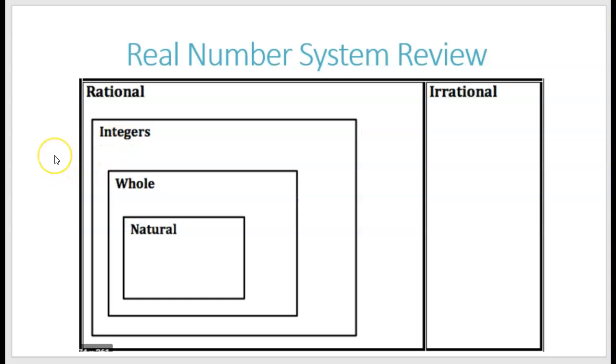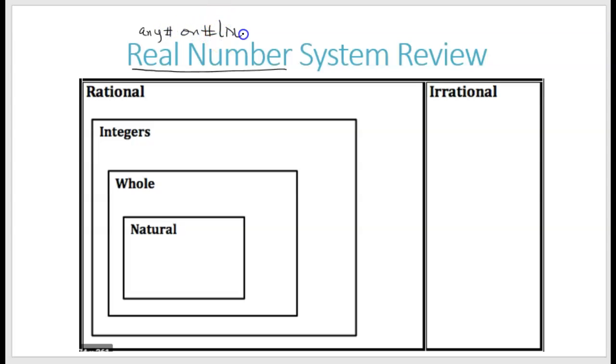All right, so to start off with, we just wanted to review with you the real number system and what some of these things look like. We're not going to go through this whole thing in detail, but we are going to hit some highlights. We want to start off by talking about real numbers. Real numbers are any number on the number line.